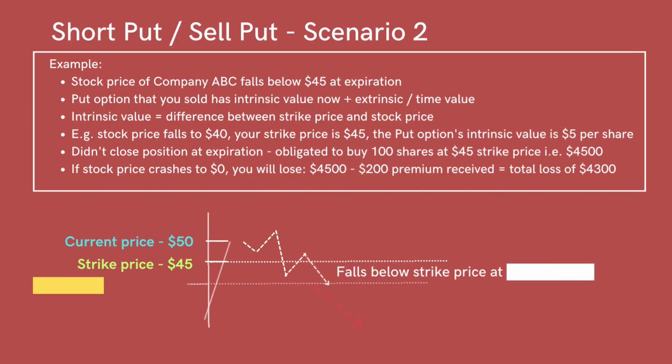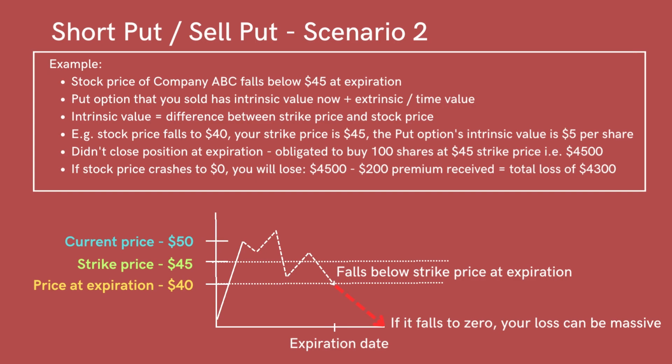Scenario 2. The stock price of company ABC falls below the strike price of $45 at expiration. The put option that you sold has intrinsic value now on top of extrinsic, aka time value. The intrinsic value is equal to the difference between the strike price and the stock price. Confused? Okay, let's say the stock price is $40 now and your strike price is $45. Then the put option has an intrinsic value of $5 per share.